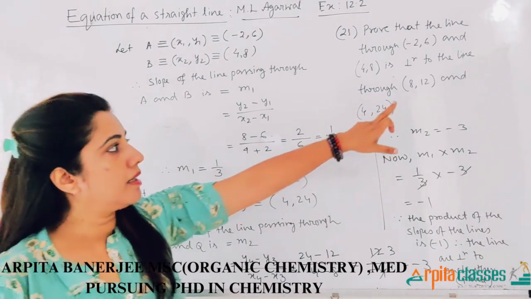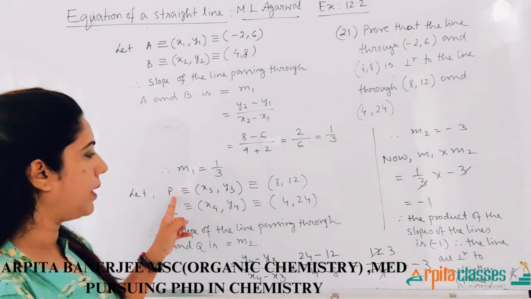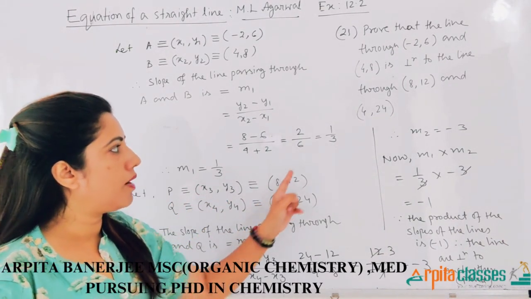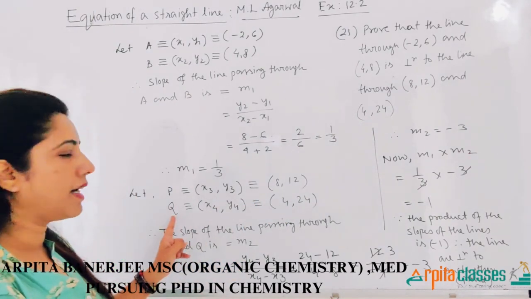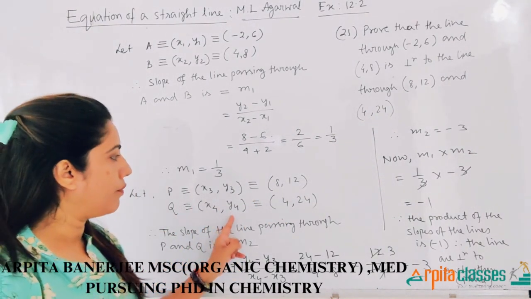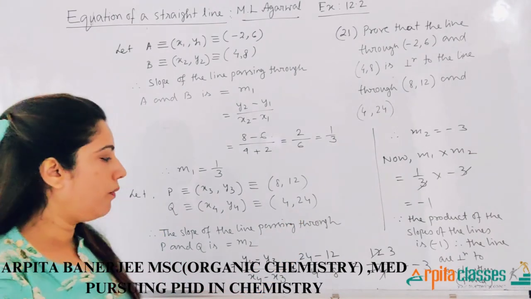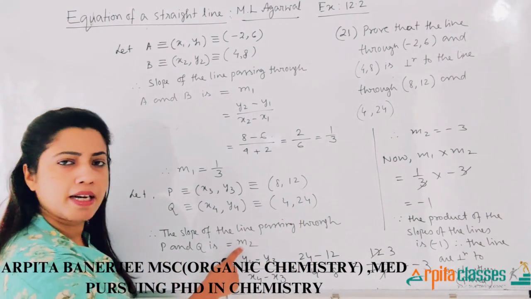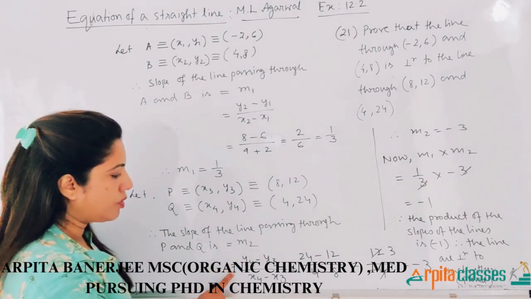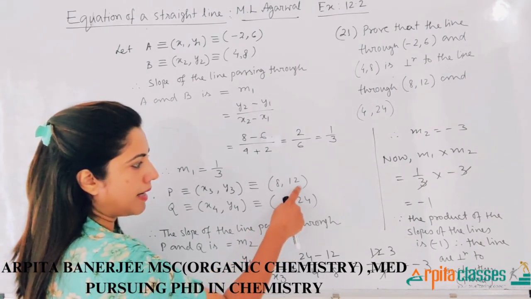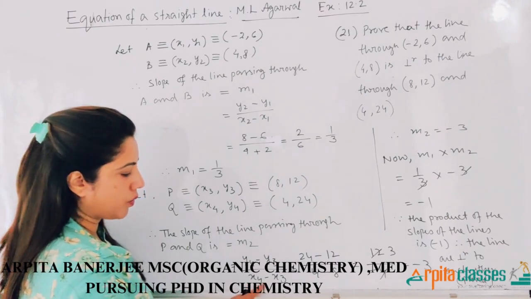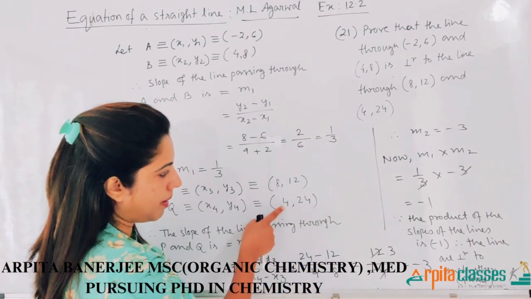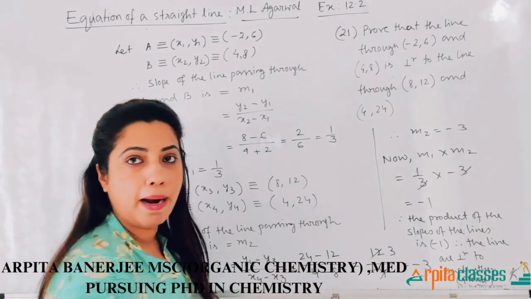Now let us consider the third point, which I have taken as P, with coordinates x3, y3 as 8, 12, and the fourth point I have taken as Q, x4, y4, which is 4, 24. So we are finding the slope of the line passing through P and Q. I'm considering the slope as m2. So m2 is equal to y4 minus y3 divided by x4 minus x3. Now put the values: 24 minus 12 divided by 4 minus 8, which gives you minus 3.